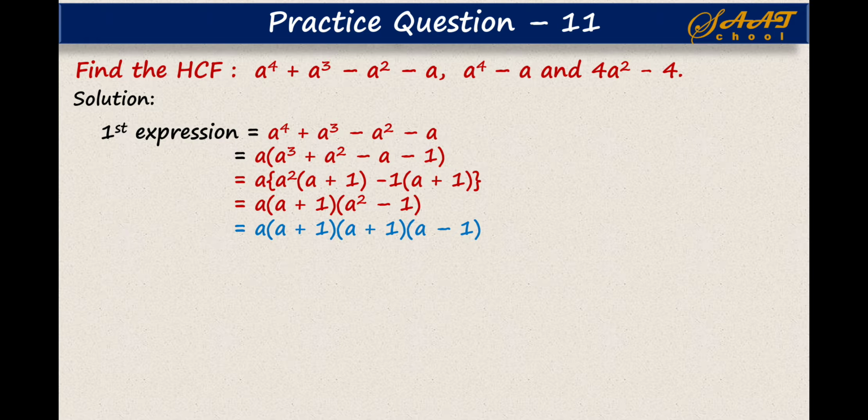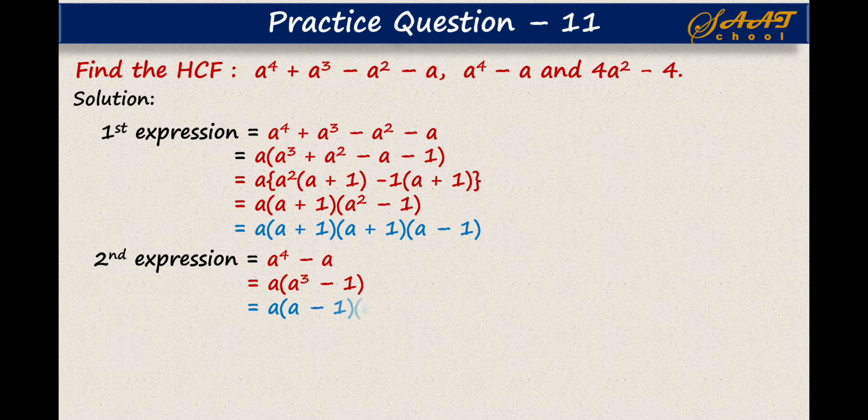Now the second expression is a4 minus a. Again here a is common. So if a is common, that gives a cube minus 1, which is in the form of a cube minus b cube. And we have the formula for a cube minus b cube, which is (a minus 1)(a square plus a plus 1).